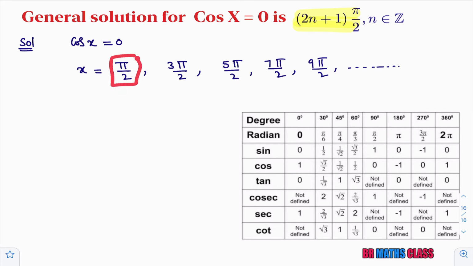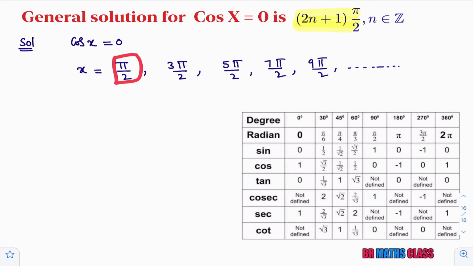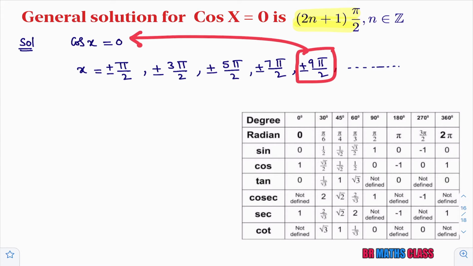Here, you know that cos of pi by 2 is 0. What is cos of minus pi by 2? We know that cos of minus x is nothing but cos x. So, cos of minus pi by 2 is cos pi by 2. What is the cos pi by 2 value? It is 0. So, cos of minus pi by 2 is 0. So, pi by 2 is a solution of this trigonometric equation. Not only this, minus pi by 2 is also a solution. So, I'll write here plus or minus. So, plus 9 pi by 2 and minus 9 pi by 2 are also solutions of the trigonometric equation cos x equal to 0.